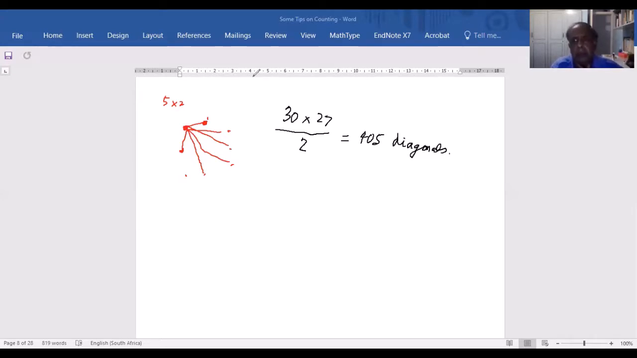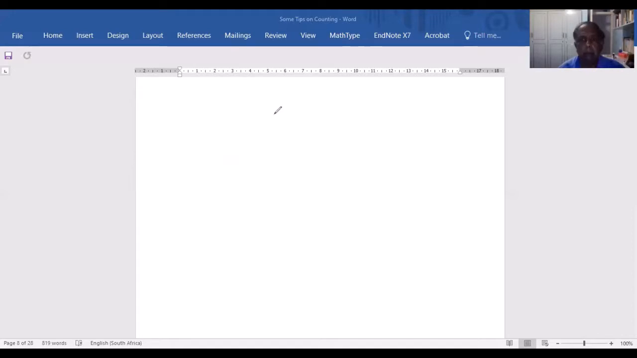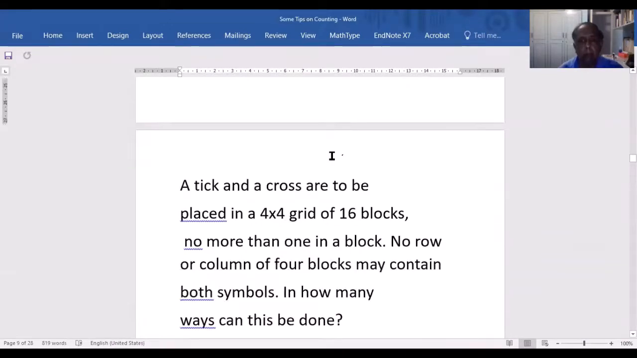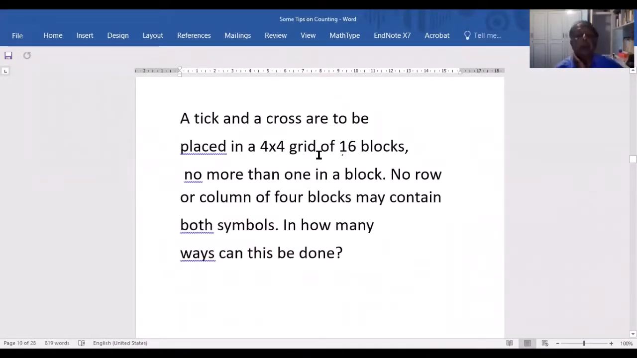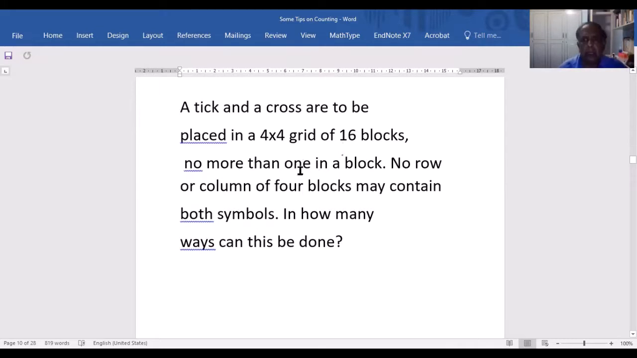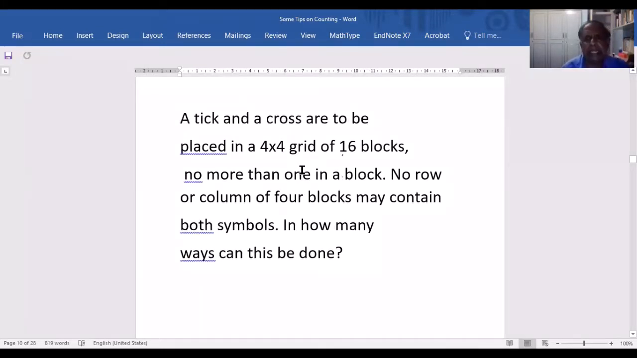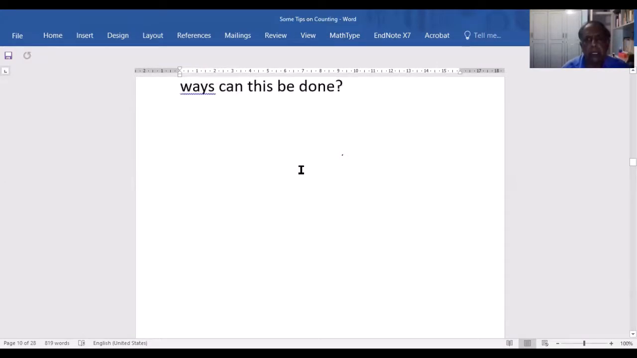All right. So if we proceed to the next problem, we've got a slightly different problem here. A tick and a cross are placed in a 4x4 grid of 16 blocks. No more than one in a block. No row or column of four blocks may contain both symbols. And how many ways can this be done? All right, so let's just see what we are saying. A tick and a cross are to be placed in a 4x4 grid. So let's just draw a 4x4 grid to kick off.